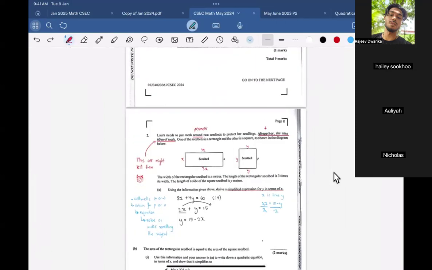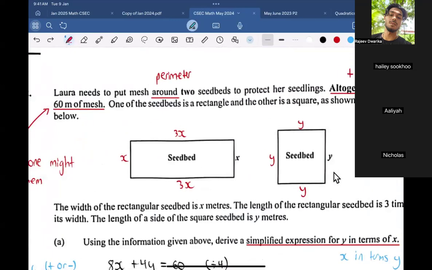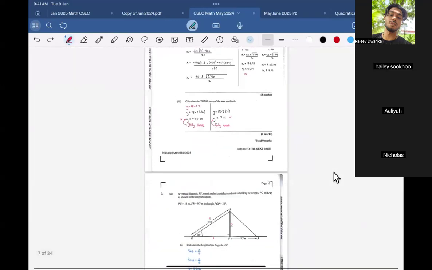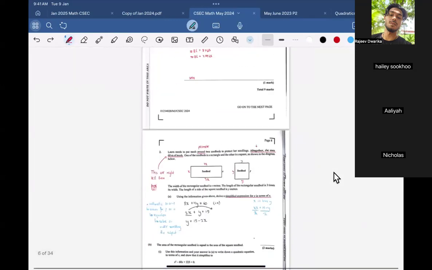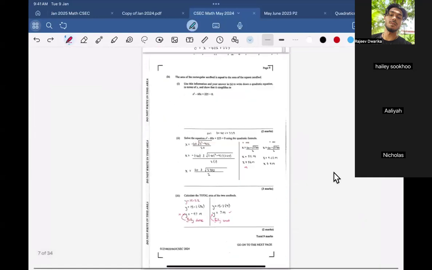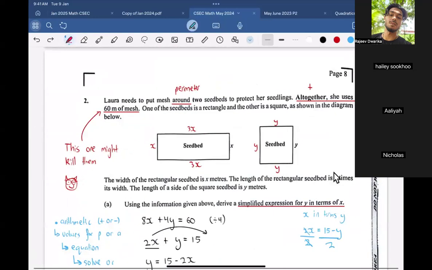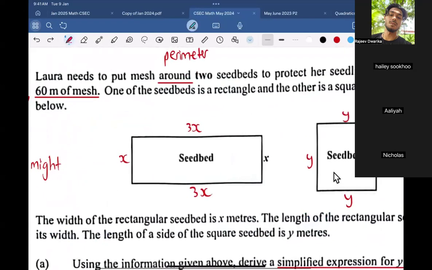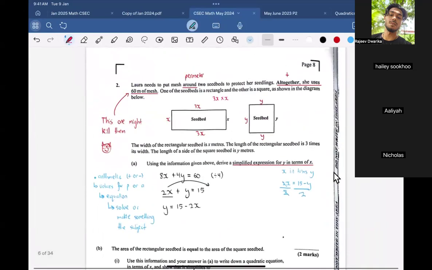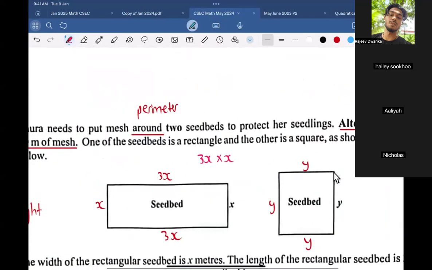Haley, you there, right? Yeah. And Aliyah, you there? Since we know what x and y is, Aliyah, can I figure out the area? You want me to calculate the total area of the two seabeds, okay. Could I find the area of this? Yeah. Okay. So to do that, I would say 3x by x, right? Yeah. Right, 3x by x, that's 3x squared.